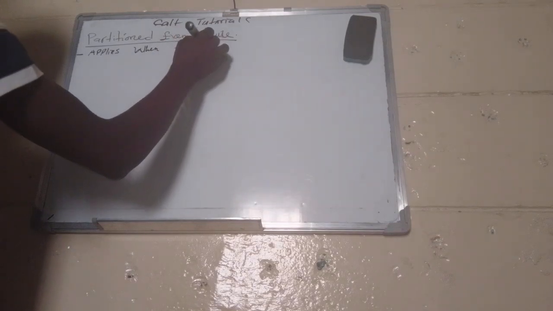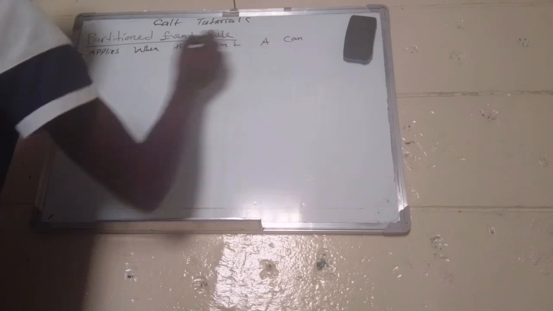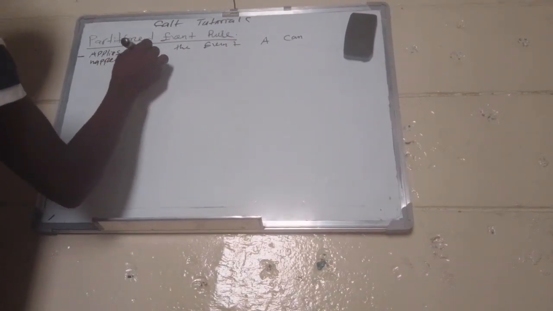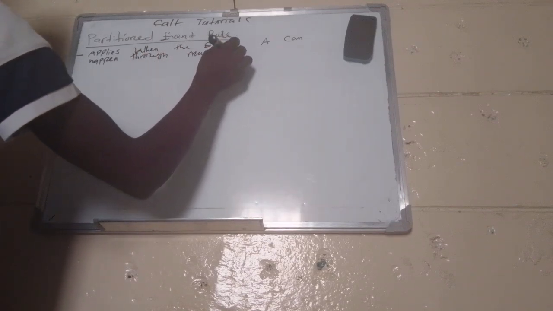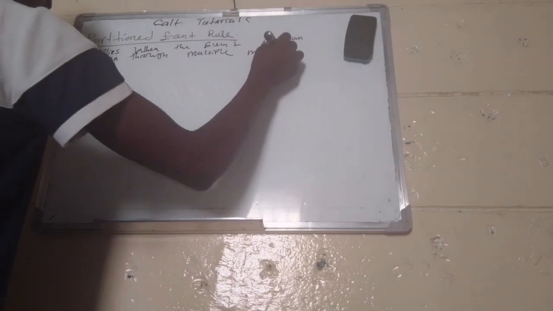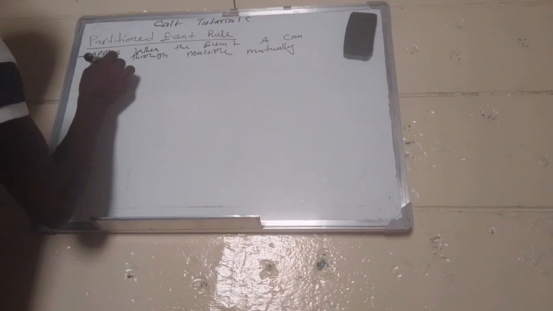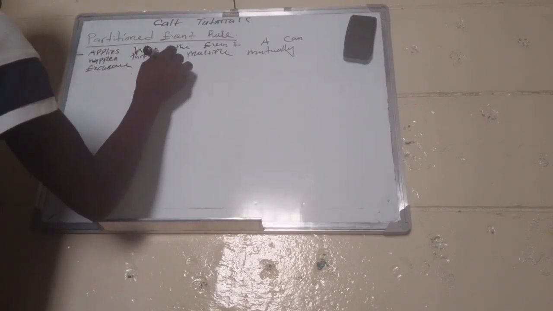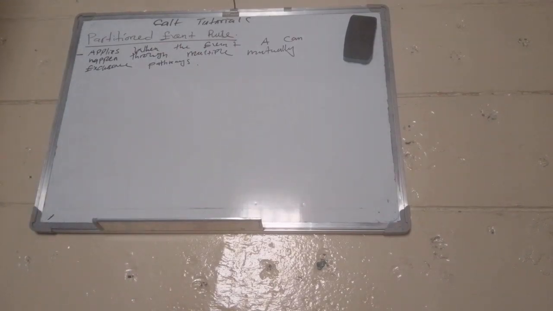the event A can happen through multiple mutually exclusive pathways. So the rule applies where the event A can happen through multiple mutually exclusive pathways.